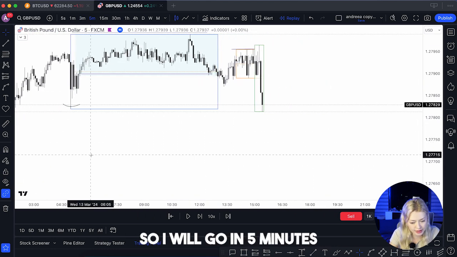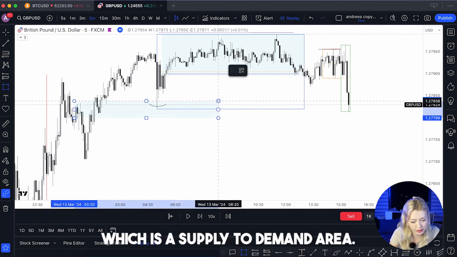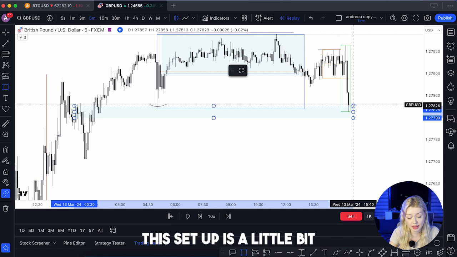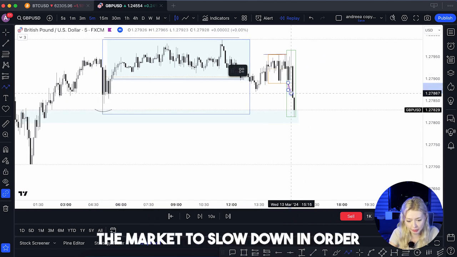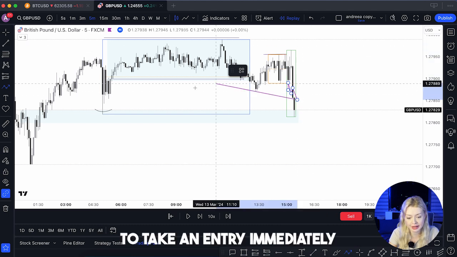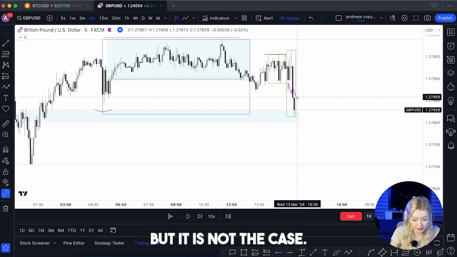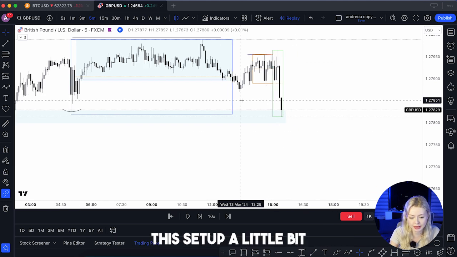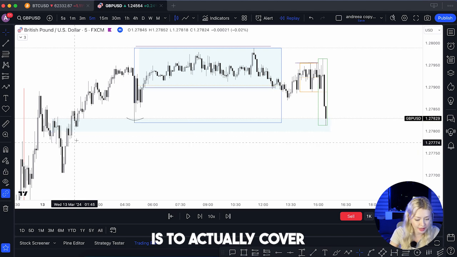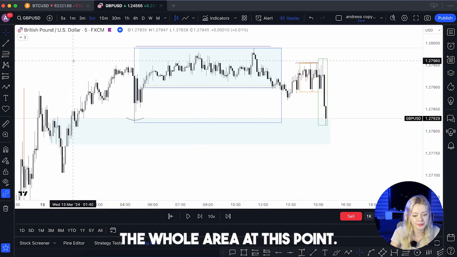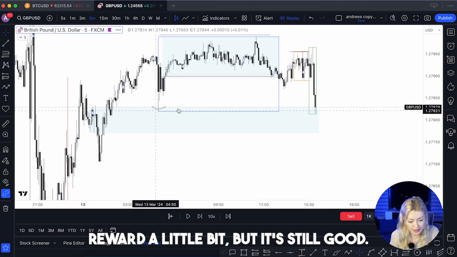So I will go on 5 minutes, and I observe this area of interest, which is a supply to demand area. This setup is a little bit more complicated because, as I said, usually I expect the market to slow down in order for me to take an entry immediately after the sell side liquidity being taken. But it's not the case, so that's why you have to adapt this setup a little bit from time to time. So what I'm going to do is to actually cover the whole area at this point. It will mess the risk reward a little bit, but it's still good.